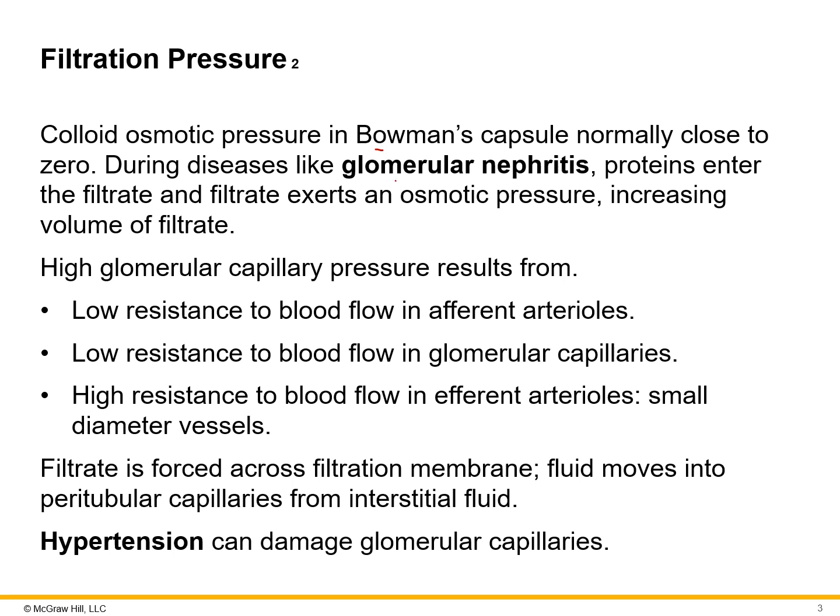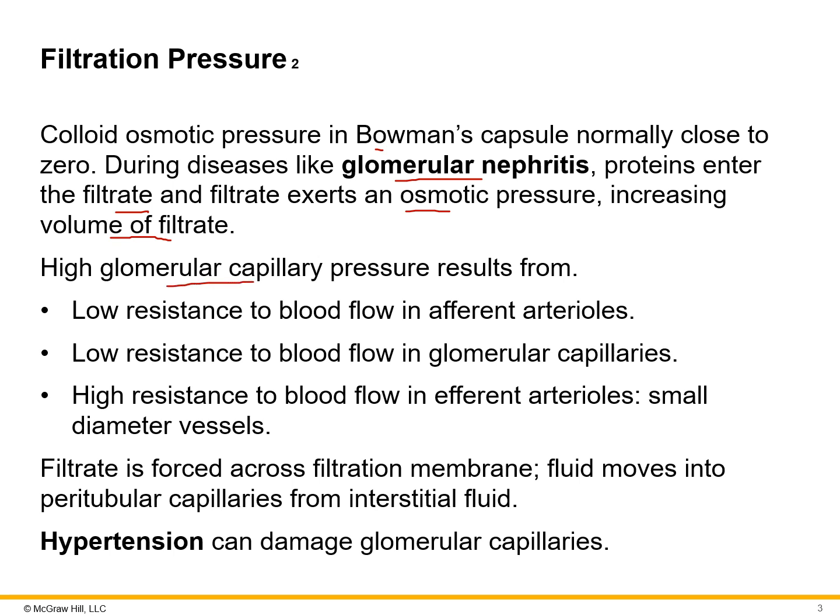During diseases like glomerular nephritis, which is infection or inflammation of the nephron, protein actually enters the filtrate. Again, we mentioned in the last one, there's typically very little protein in the urine. But in glomerular nephritis, there is protein in the urine and in that filtrate. So it exerts osmotic pressure that increases the volume of the filtrate, making it more than it normally would be.